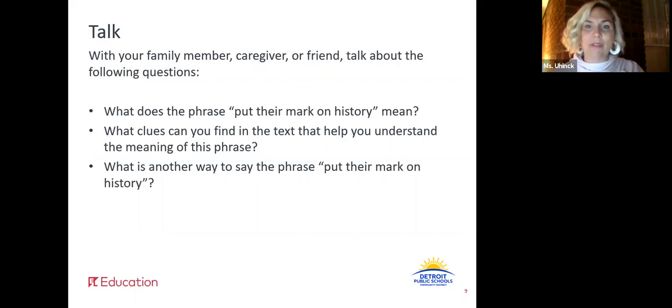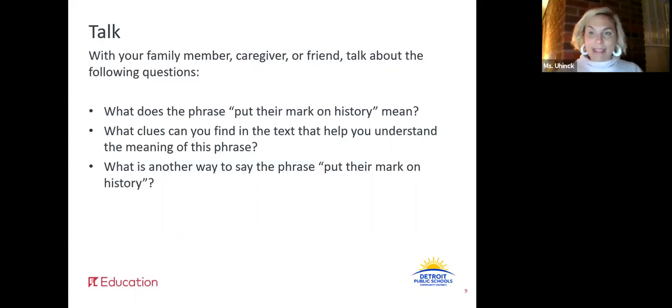So if I think about another word for mark, you can mark on a chalkboard, you can make marks on a piece of paper, right? And once you make a mark, then now you can see it. So put their mark on history must mean to make an impact, to do something that stays and matters.